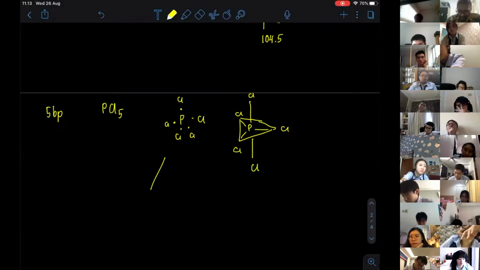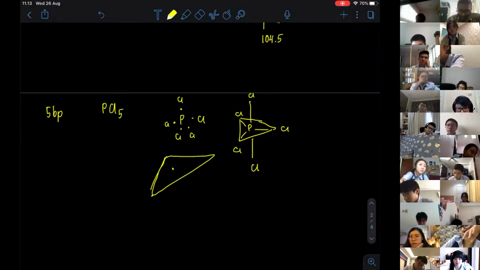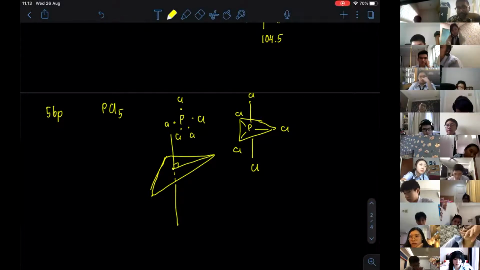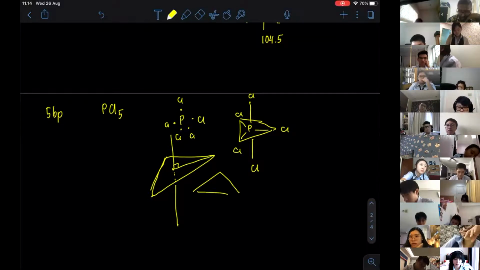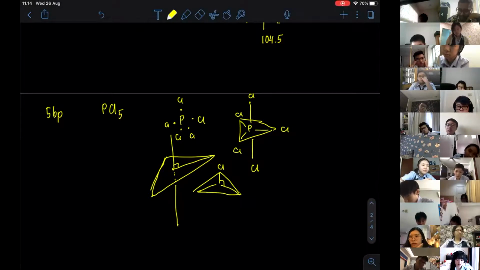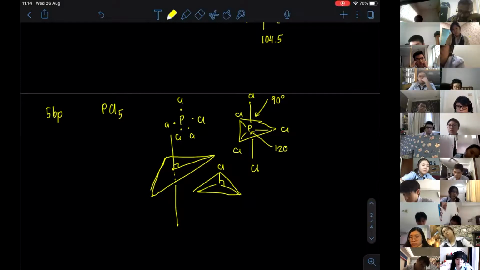If you have something like this, imagine you have a triangle and you put a stick on top and you put another stick below. So what is the bond angle of that stick and the plane? That is 90. But if you look at the triangle, what is the bond angle there? That is going to be 120. So there are 2 bond angles over there, 90 degrees, and here is 120 degrees.